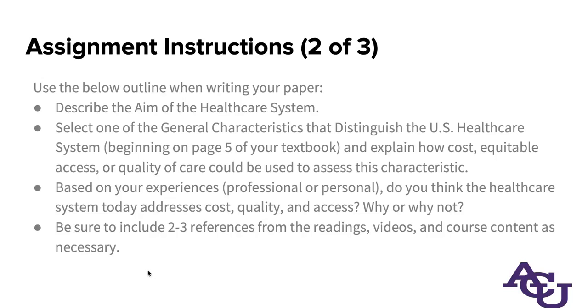And the assignment instructions include an outline. Describe the aim of the healthcare system, so we'll need to make sure which healthcare system we're talking about. Select one of the general characteristics that distinguish the U.S. healthcare system, and explain how cost, equitable access, or quality of care could be used to assess this characteristic.